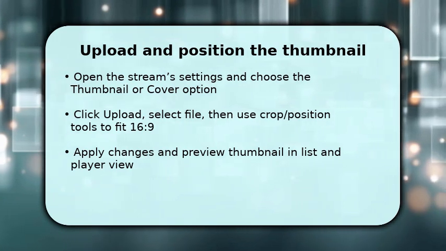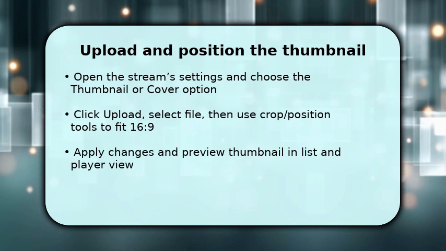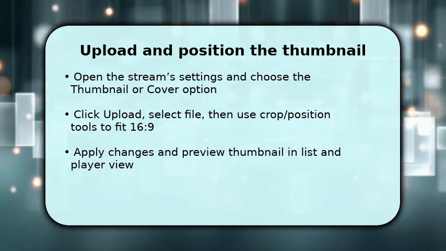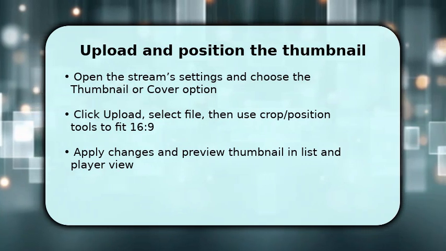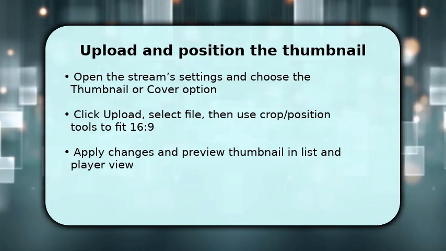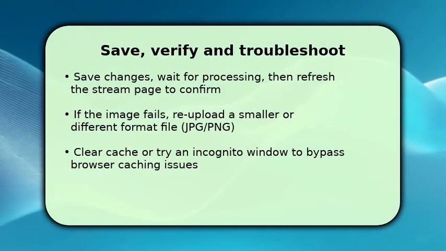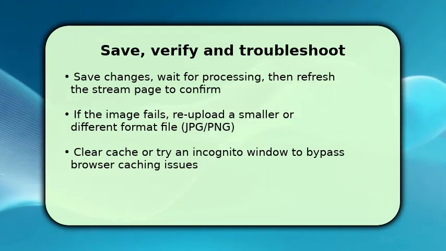Streamchamp usually shows a progress indicator. Make sure to preview both the listing thumbnail and the player view because each can render slightly differently. Adjust if essential details are clipped or misaligned. Finally, hit save and allow Streamchamp to process the new thumbnail. Wait for the confirmation and then refresh the stream page to verify the change appears everywhere.